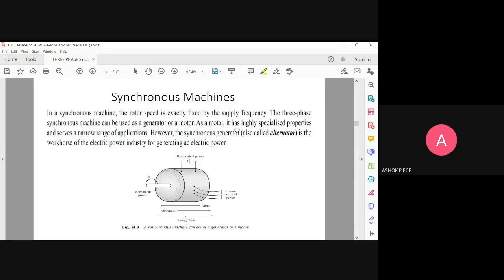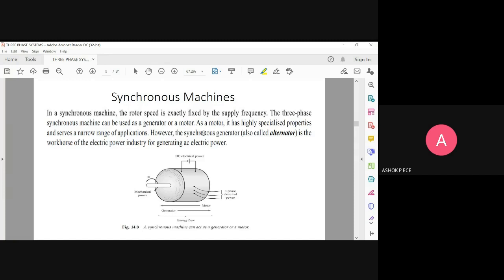So you know that synchronous speed we have learned. Synchronous speed is the speed of the rotating magnetic field. So same way here, synchronous motor means the speed is fixed by the supply. The supply is going to fix the speed of the motor. So the device can be either a generator or a motor. So we can use it anyways.